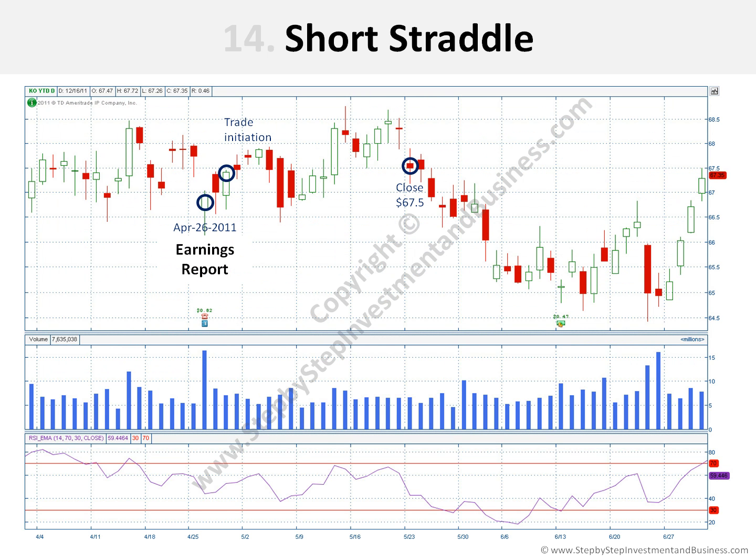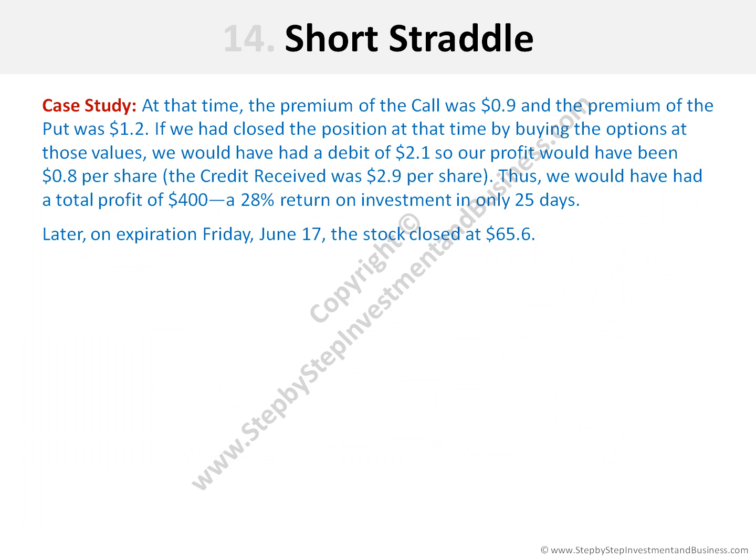We initiated the trade on April 28, and during the following weeks, the stock was trading between $66.5 and $69. Finally, on May 23, it closed at $67.5. At that time, the premium of the call was 90 cents, and the premium of the put was $1.2. If we had closed the position at that time by buying the options at those values, we would have had a debit of $2.1, so our profit would have been 80 cents per share, because the credit received was $2.9 per share. Thus, we would have had a total profit of $400, making a 28% return on investment in only 25 days.